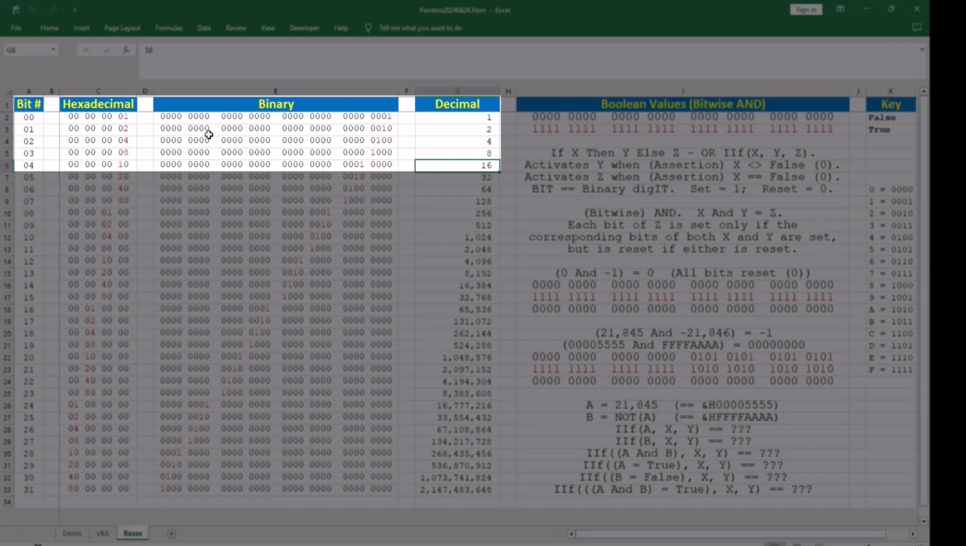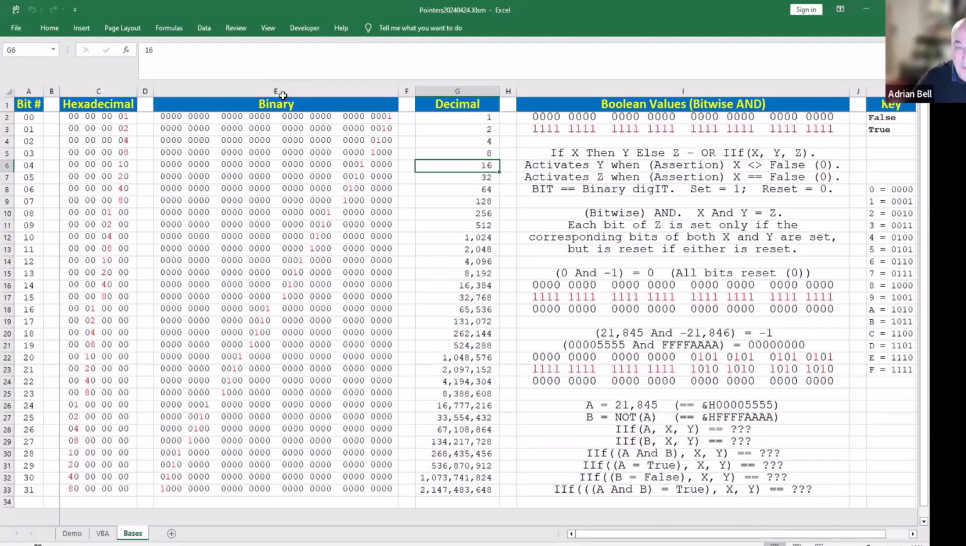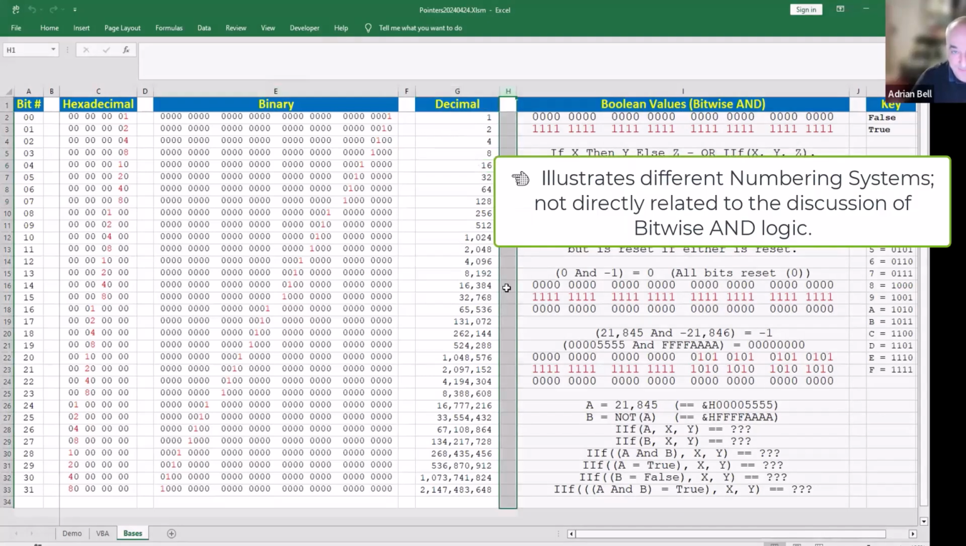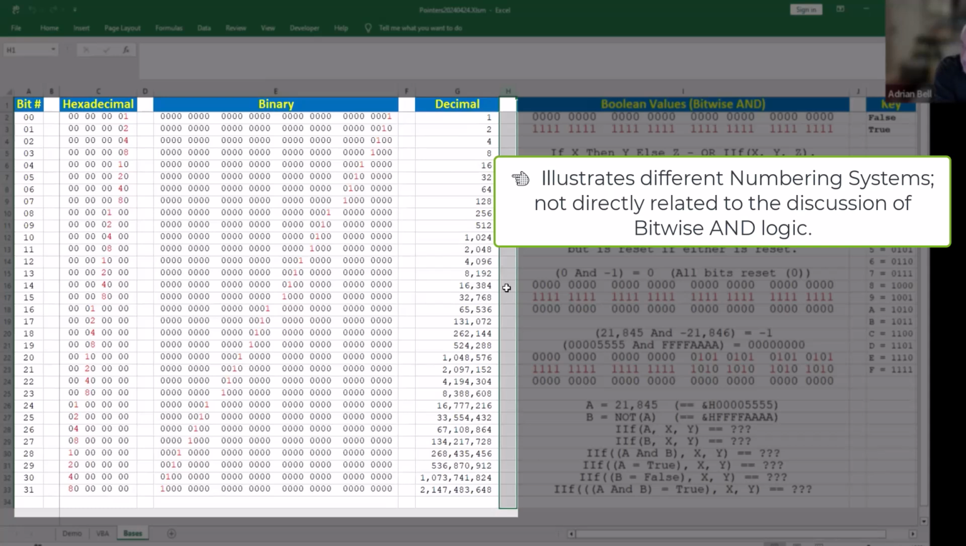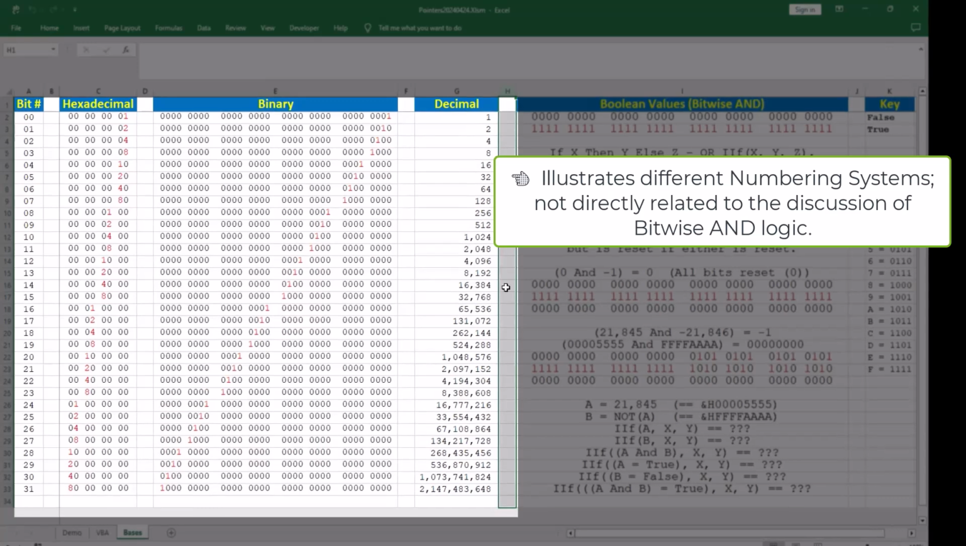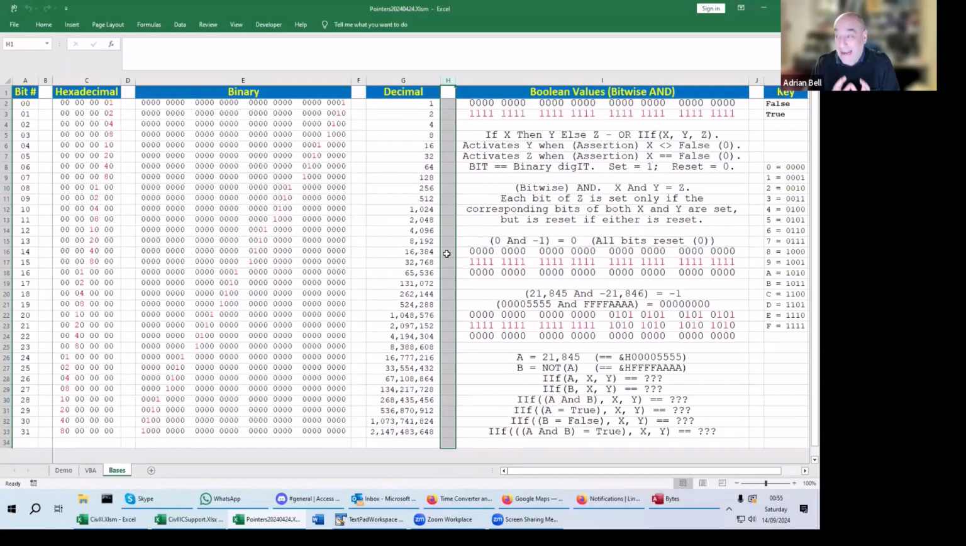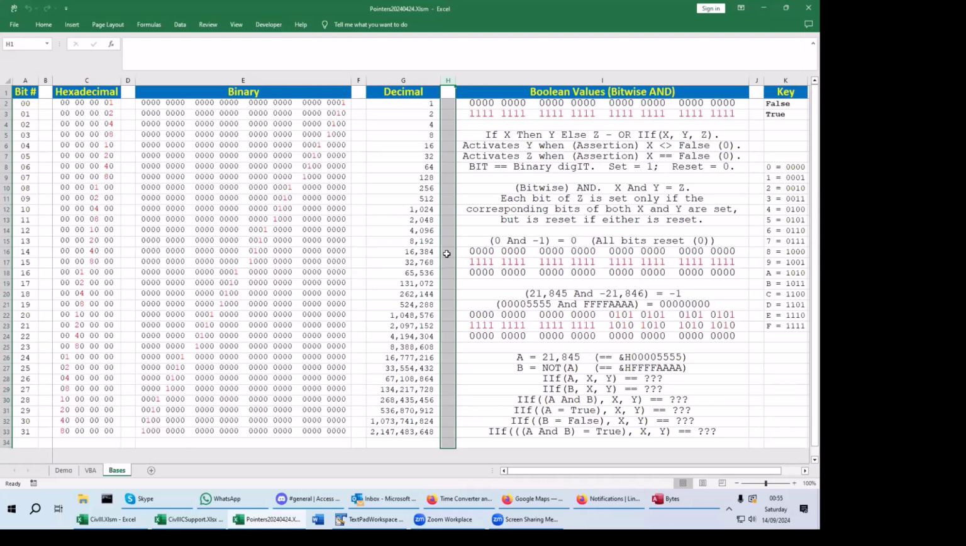No, but we don't have a row for the value of 0, like decimal 0, which I would have thought would have related to the Boolean false. It does, but everything to the left of that is to illustrate just the concept of different numbering systems. Oh, okay. So it's not related to the columns of true and false. It's not directly related. This is not about Boolean logic. This is about understanding numbers in the first place.